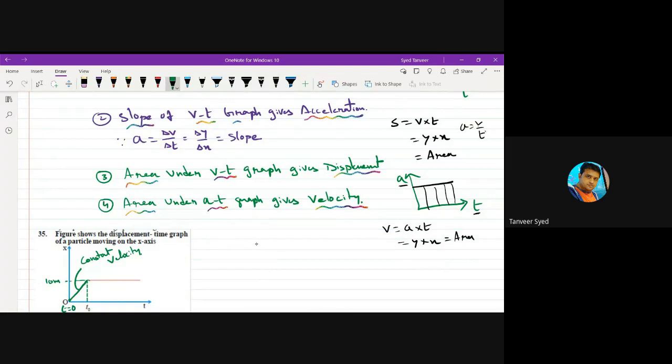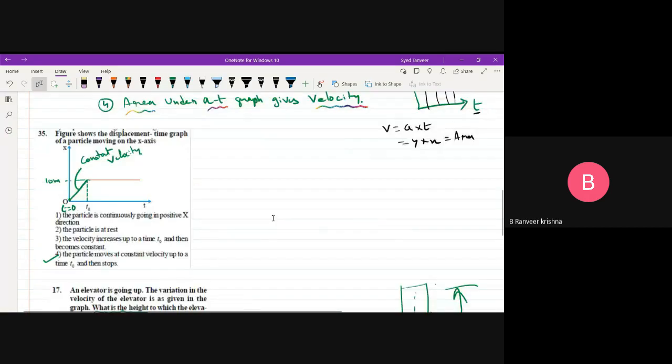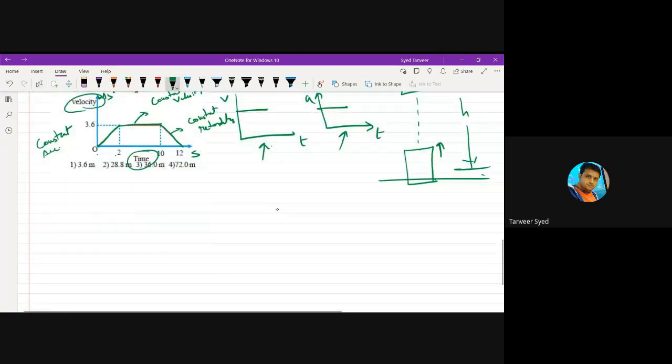Note number 3. Area under a VT graph gives displacement. Now, area under the VT graph is this. If you know the formula for the area of a trapezium, you can apply it directly. Or if you don't know that formula, or if there is any confusion, the trapezium formula is height into (A plus B) by 2. Or you can divide this graph into 3 parts.